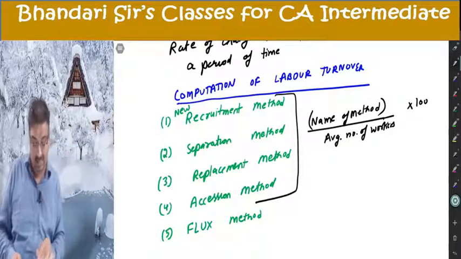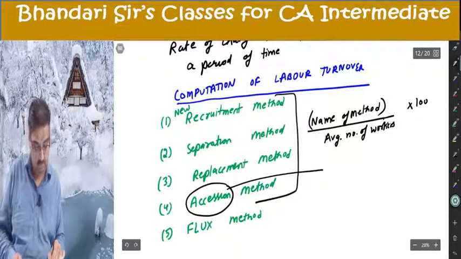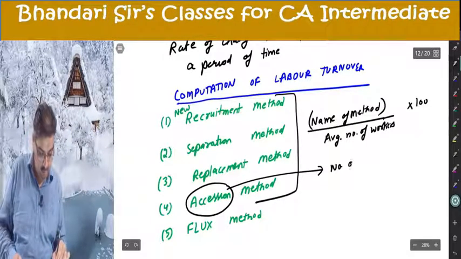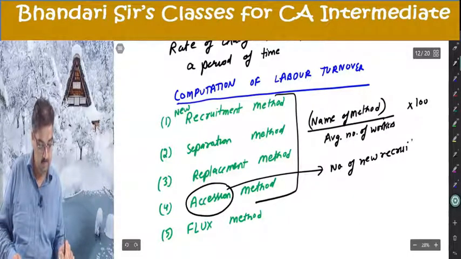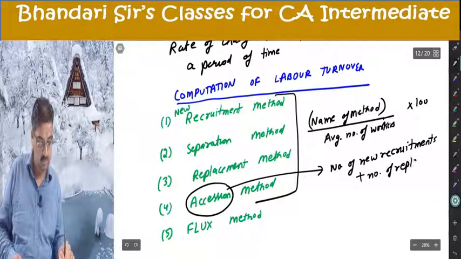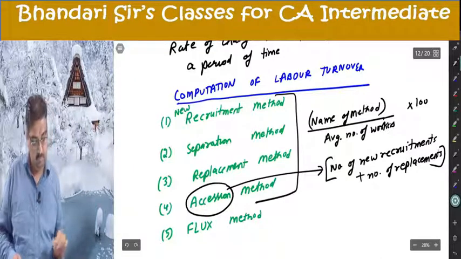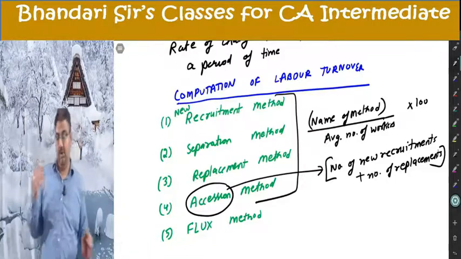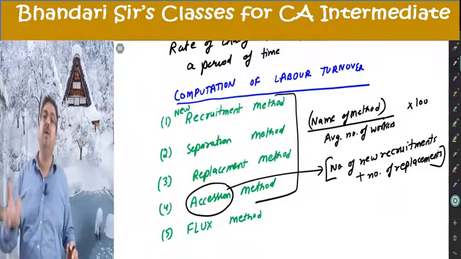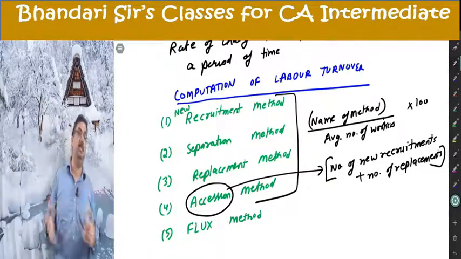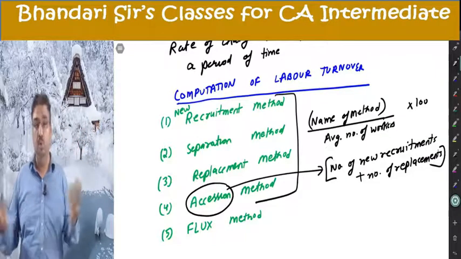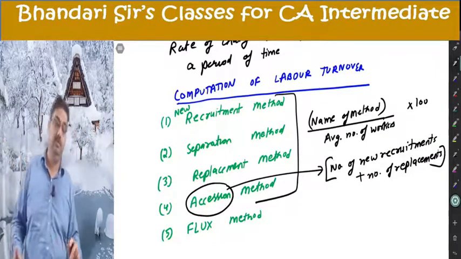Now, what are accessions? Number of new recruitments plus number of replacements. So, accession is nothing but new recruitment plus replacement, meaning the number of people who joined your company as a replacement or for a new growth project, the new recruits.